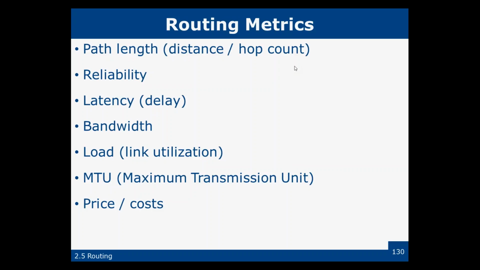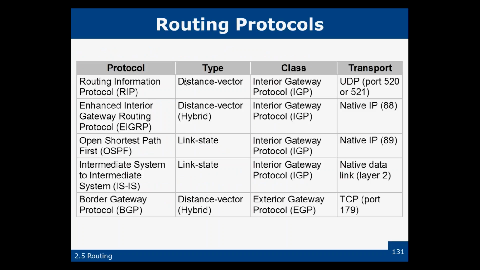MTU, maximum transmission unit, how large a packet can be sent. And this is one where we don't really want to get into a situation where we have to fragment, because fragments can be expensive. Price and cost can be assigned by the administrators so that you can force it. If you have multiple paths or more than one option, you can force it to one or the other paths as the predominant one.